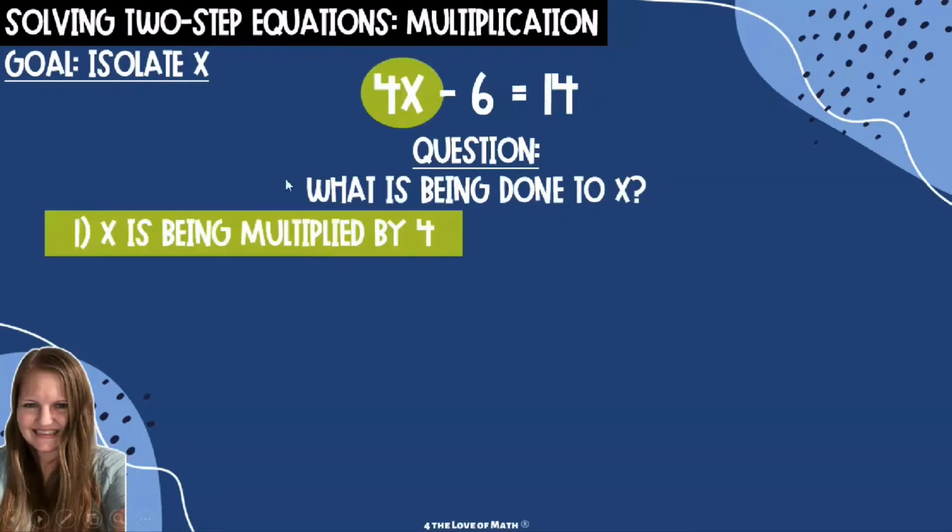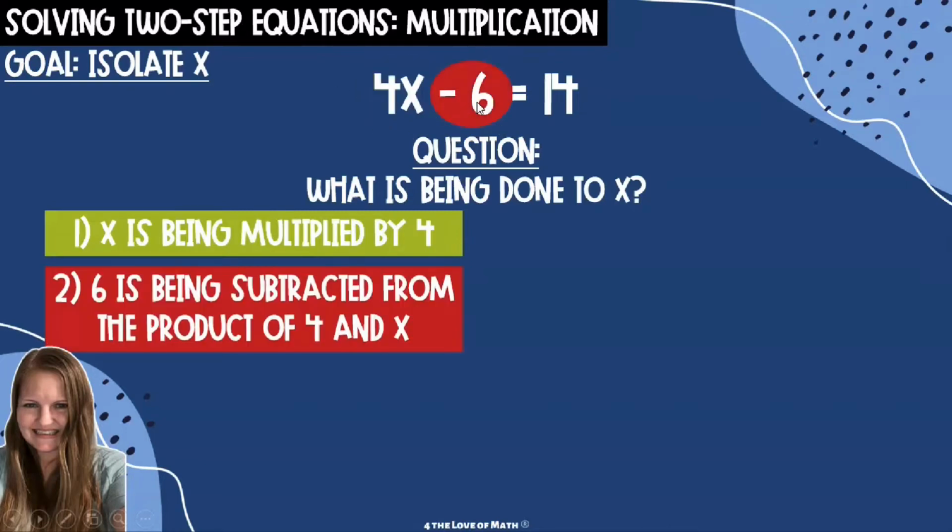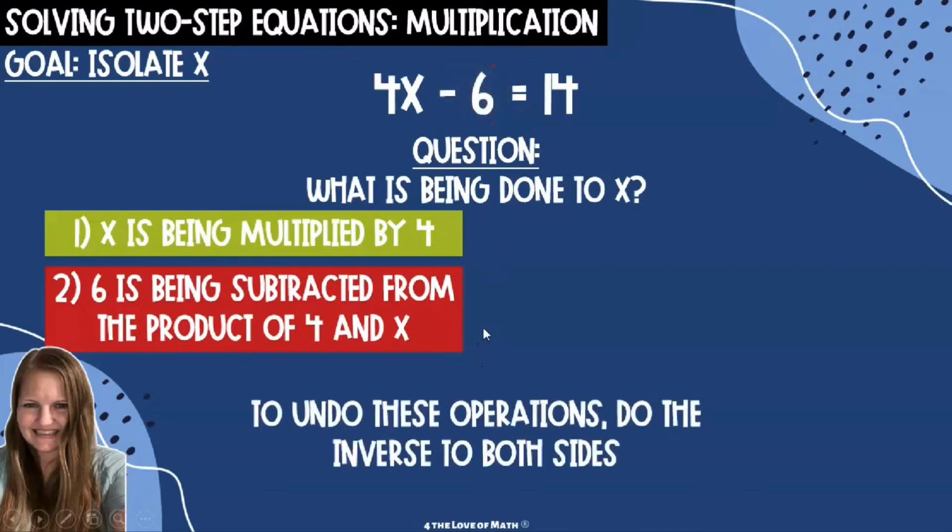Well, if we look, x is being multiplied by 4. That's the first thing that's being done to x. When we go out a little bit further, we can see that after that, 6 is being subtracted from the product of 4 and x. To undo these operations, we have to do the inverse to both sides of the equation.